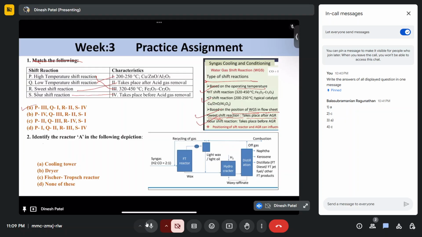Another question was: identify the reactor A in the following. This is your flow in which you have to find out which reactor this is. As you can see, syngas is given here, and then there is an FT reactor which will produce different types of biodiesels. So the correct answer is the Fischer-Tropsch reactor.